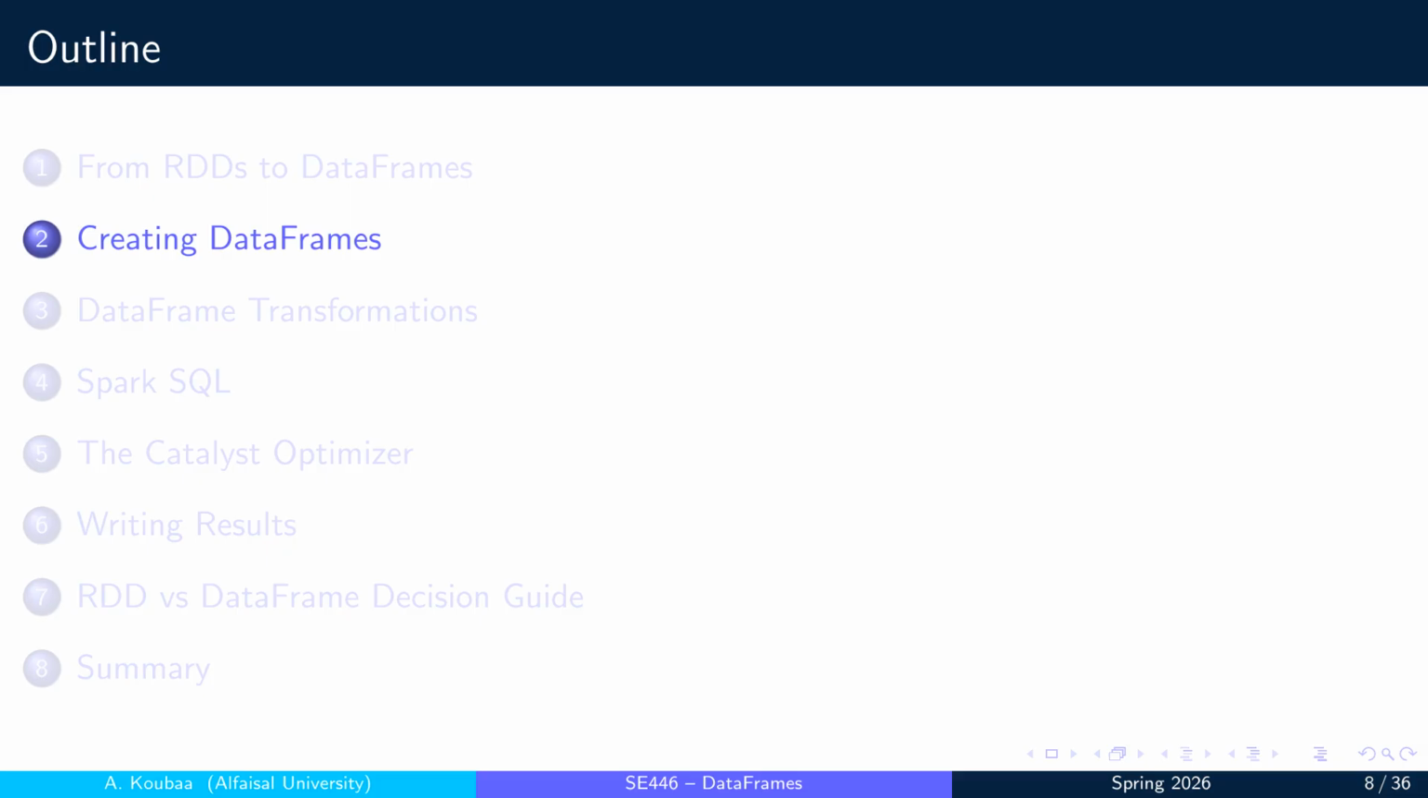So, having established the importance of the data frame API as the modern foundation for Spark, let us now outline our journey for today's lecture. We will begin by formalizing the evolution from the low-level RDDs to the structured world of data frames. Following this, we will dive into the practical aspects of creating data frames from various data sources, which will be our main focus. We will then explore the rich set of transformations available and see how we can leverage the power of Spark SQL. A crucial part of this lecture will be understanding the Catalyst optimizer, the engine that makes data frames so performant. Finally, we will cover how to write our results and provide a guide for deciding when you might still need to use an RDD. Let us begin with the first topic.